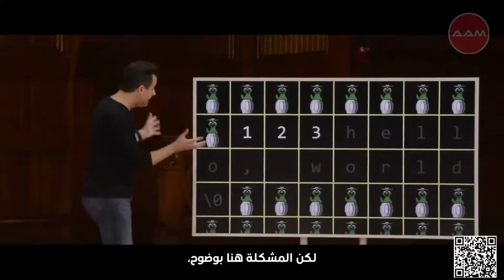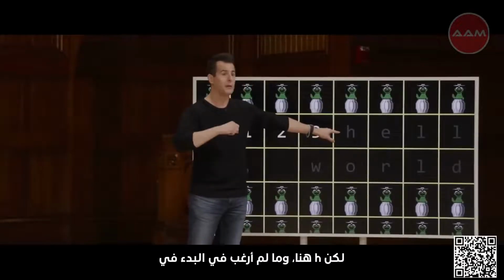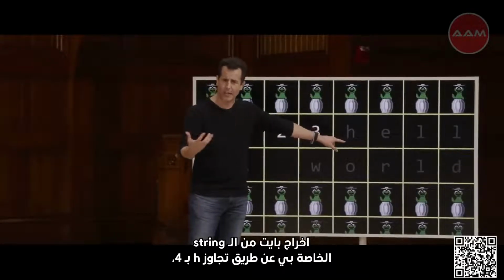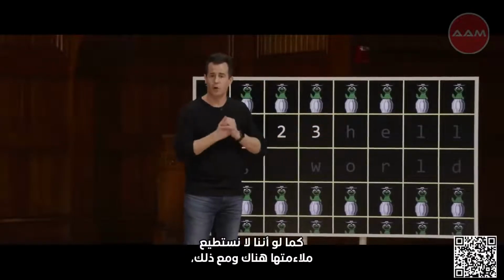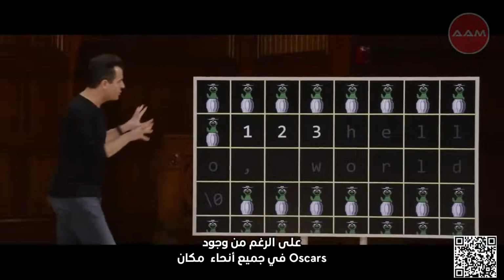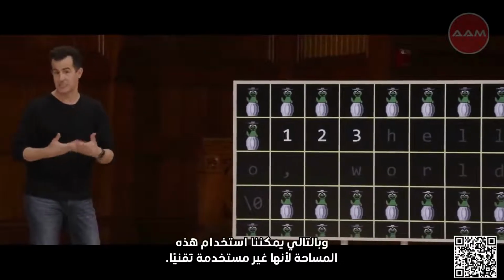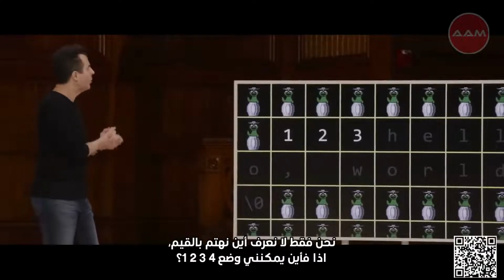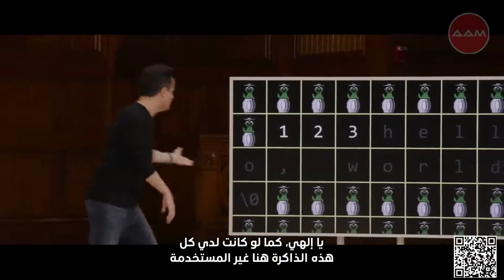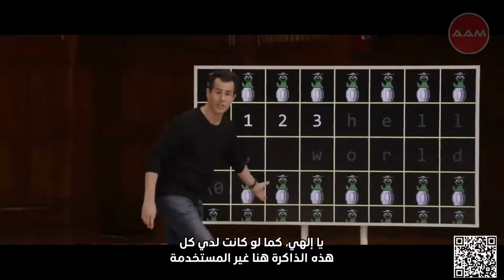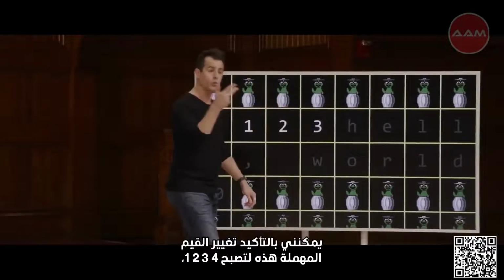But the problem clearly here is that, OK, 1, 2, 3 is there, but the h is here. And unless I want to start taking a byte out of my string by overriding the h with a 4, like we just can't fit it right there. And yet, even though there's Oscars all over the place, those are indeed garbage values. And therefore, we could use that space because it's technically unused. We just don't know or care what the values are. So where could I put 1, 2, 3, 4? Well, my gosh, like I have all this memory down here that's unused. I could certainly change those garbage values to be 1, 2, 3, 4.